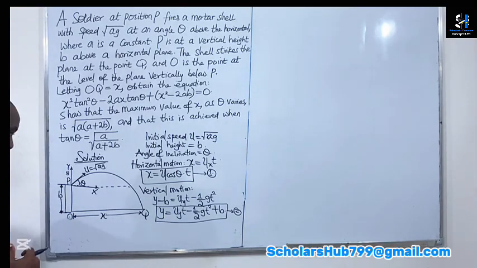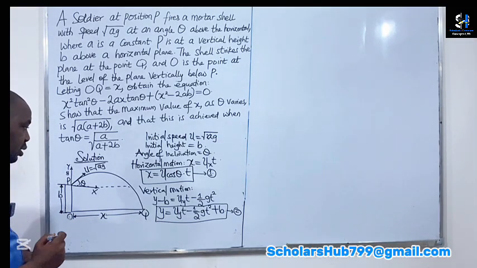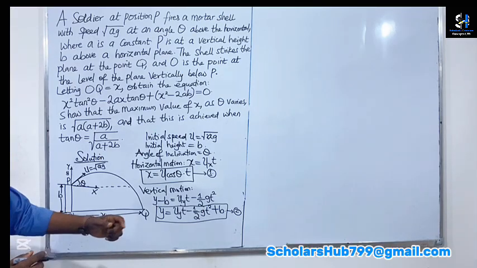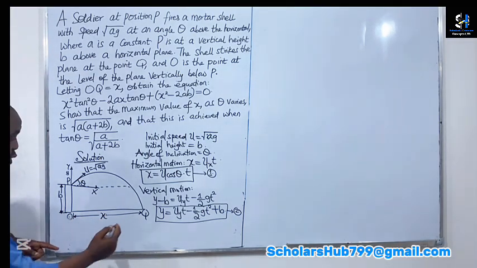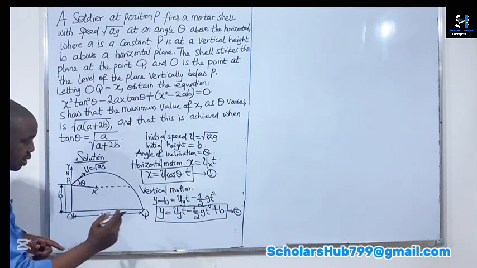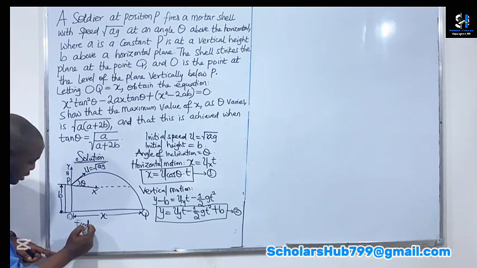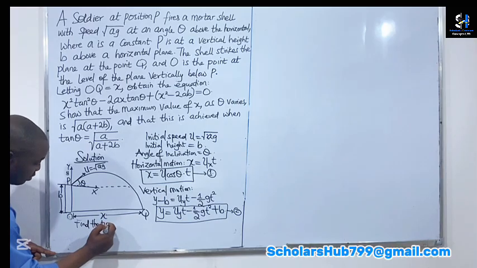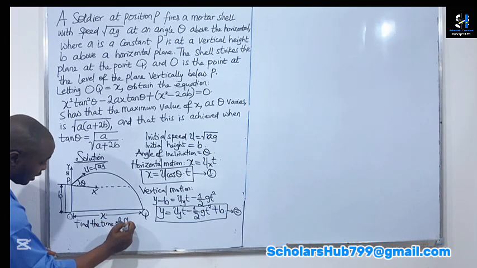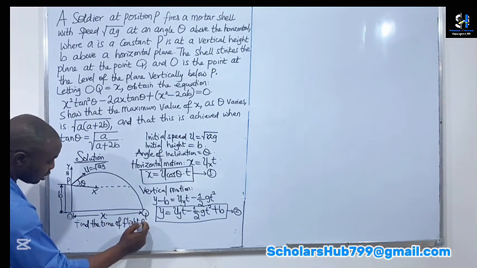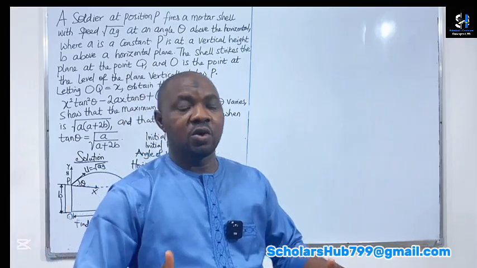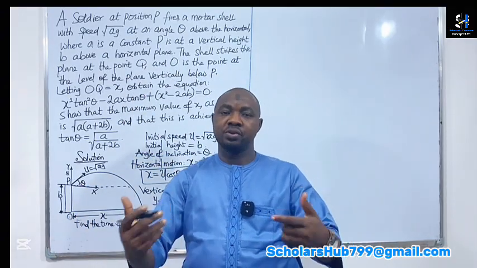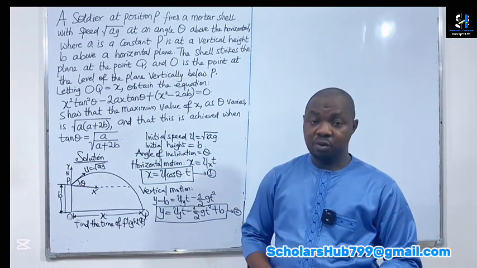Now from this equation, let's not forget that uy will be u sine theta. That is the vertical component of velocity. So the next thing to do is to find the time of flight. We know that the time for which the particle remains in space, or the time for which the particle has been projected, is what we call the time of flight.